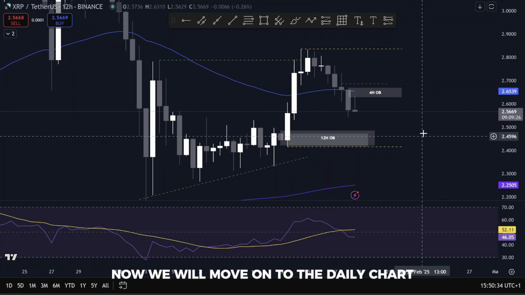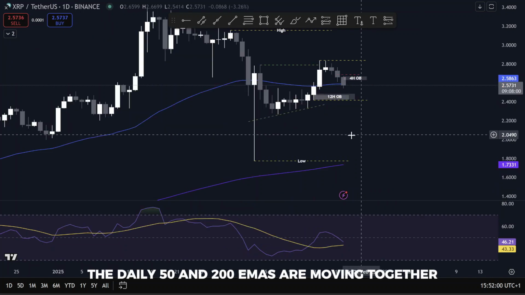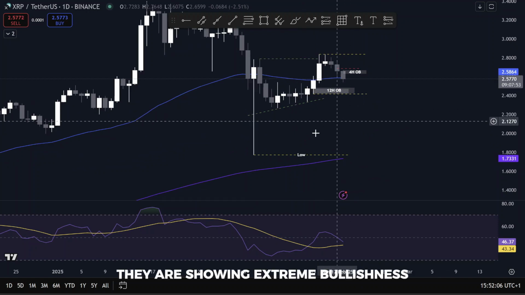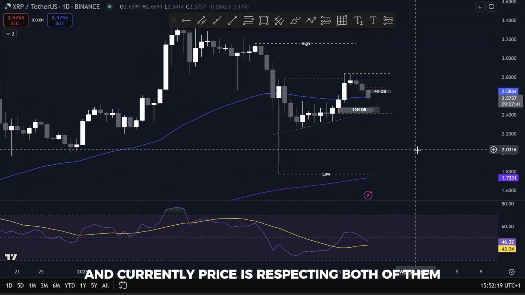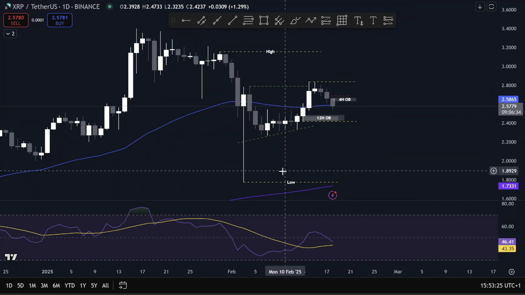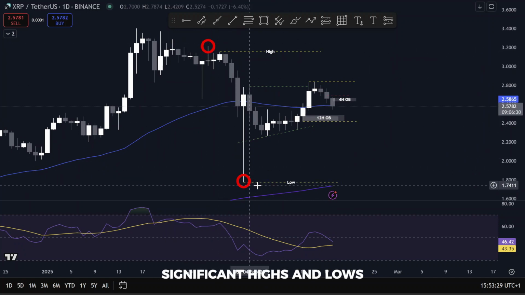Now we will move on to the daily chart, where institutional and long-term traders play. The daily 50 and 200 EMAs are moving together. They are showing extreme bullishness, and currently price is respecting both of them. Daily RSI is at a value of 46. Major liquidity rests at these significant highs and lows.